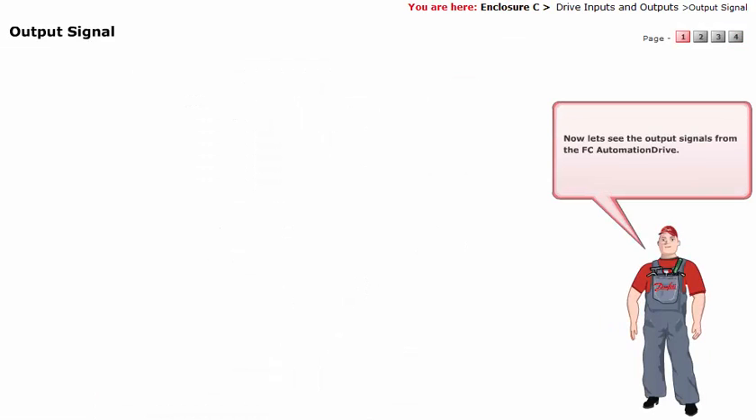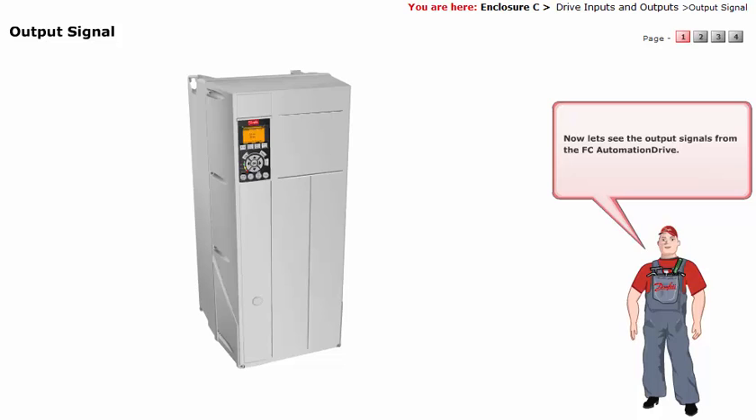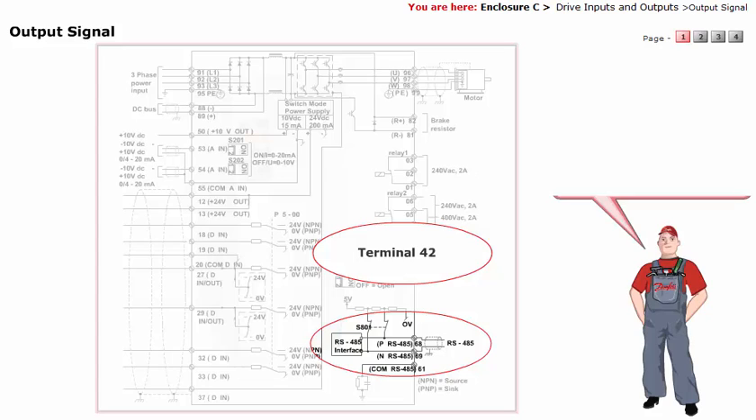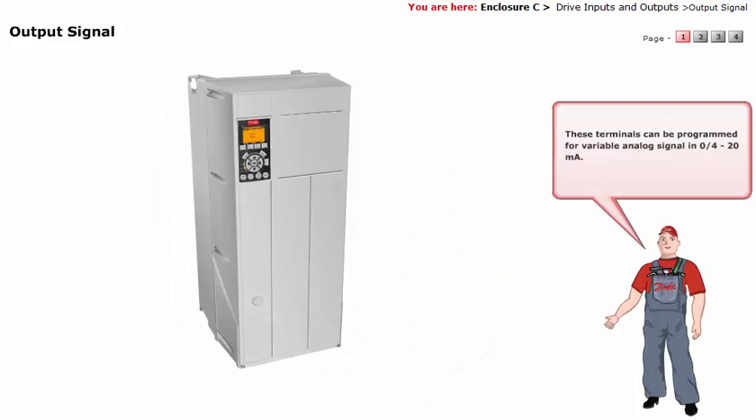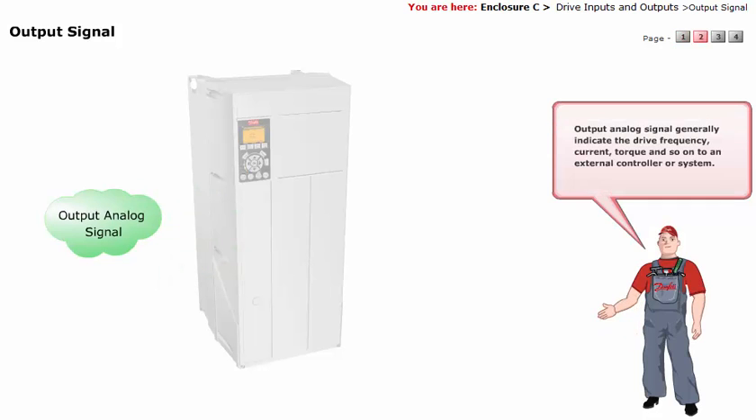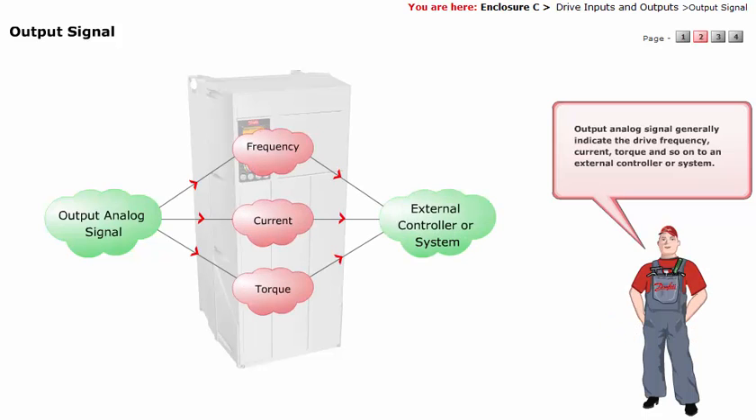Now let's see the output signals from the FC automation drive. The FC automation drive produces output signals that are carried through either the RS485 serial bus or terminal 42. Output terminal 42 operates in the same manner as the inputs. This terminal can be programmed for a variable analog signal in 0 or 4 to 20 milliamps. Output analog signals generally indicate the drive frequency, current, torque, and so on to an external controller or system.